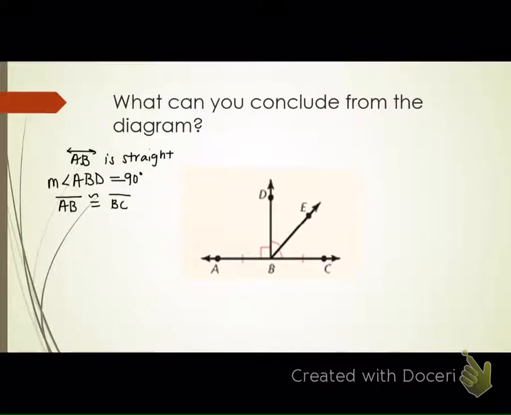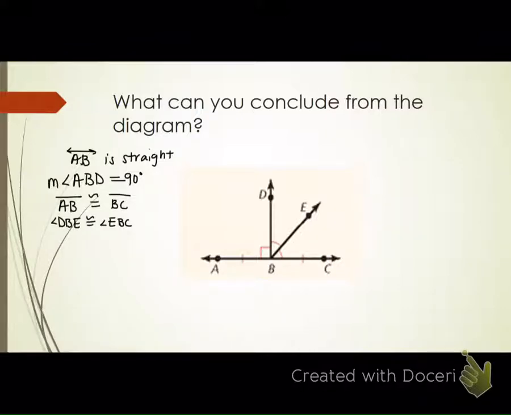There's more than one more thing, but there's one more big thing that you can assume. Mariah? Angle DBE is congruent to angle EBC. So there's some other things that you could talk about.